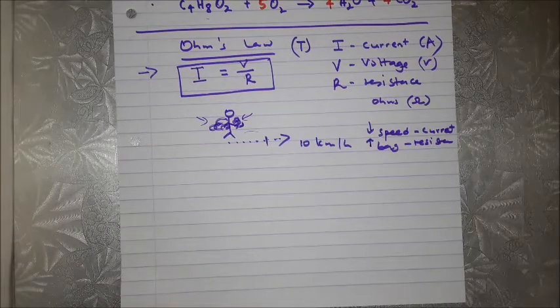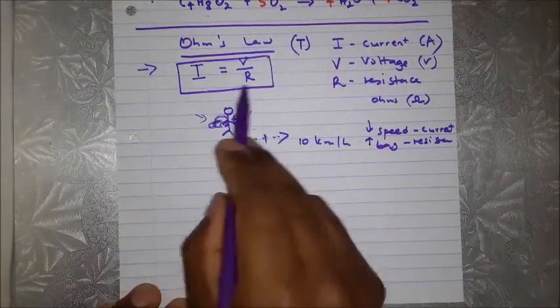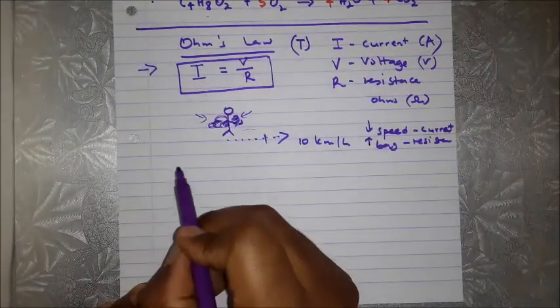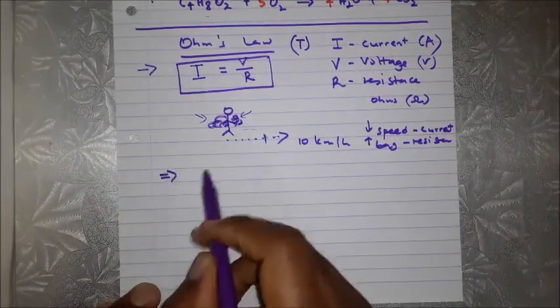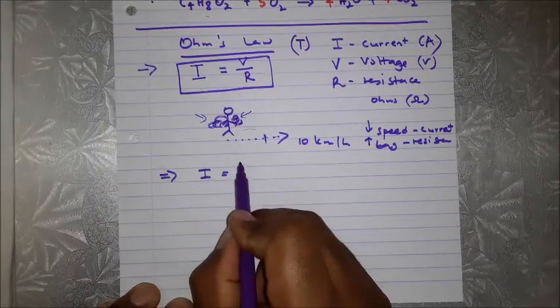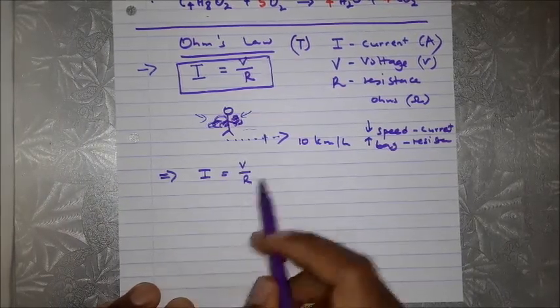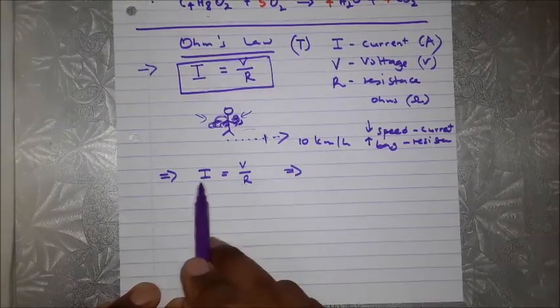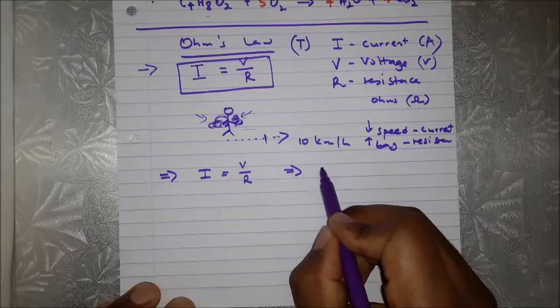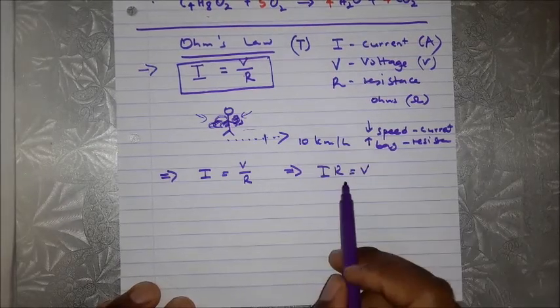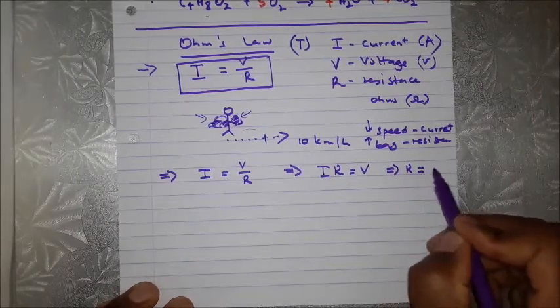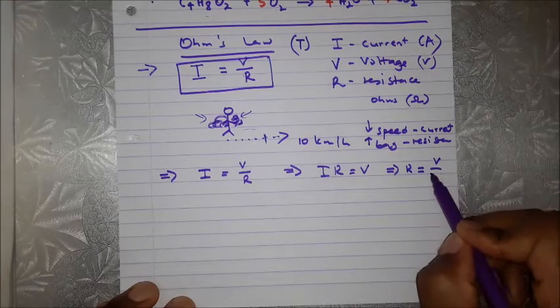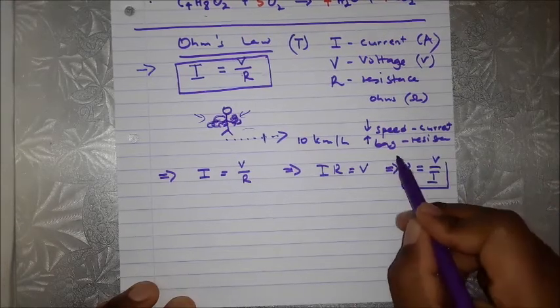Okay, and also, if, let's say, for example, this is current. This is how you actually calculate current. But now let's say you want to calculate resistance. Let me just do it for you right here. So current is equal to V over R. Now let's say you want to calculate R. How you're going to calculate this is, you multiply by R. It's going to be I times R equals V. Then you divide by I. So you're going to get R equals V over I. This is the formula for calculating R.